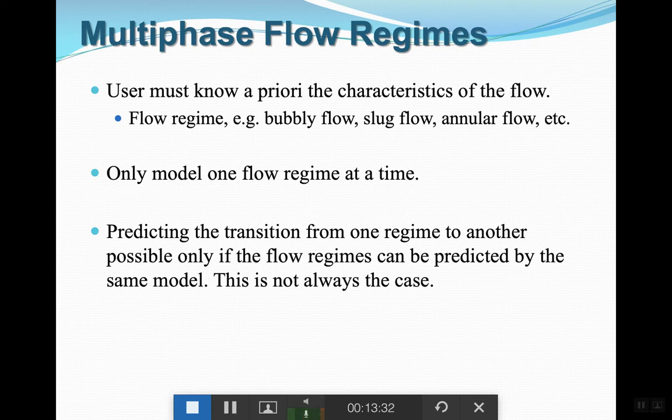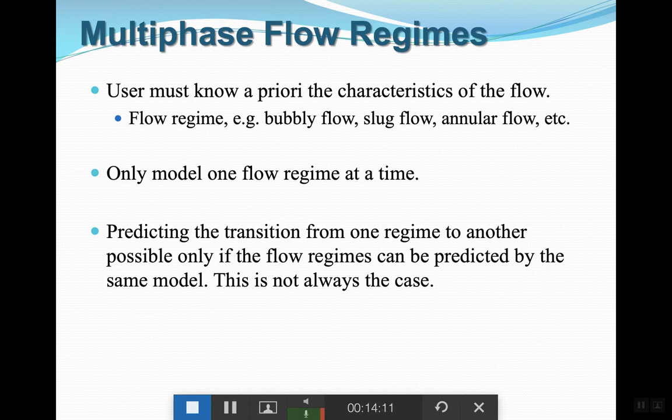But as we said over and over again, that requires a lot of mesh, and that requires a supercomputer. So for us, we need to use auxiliary physical models. Same here in multiphase flow, we need to use auxiliary extra equations, and for that reason, you as the user must know prior to your simulation what the characteristics of your multiphase flow are. What is the flow regime for your multiphase flow? Because you can only model one flow regime at a time.